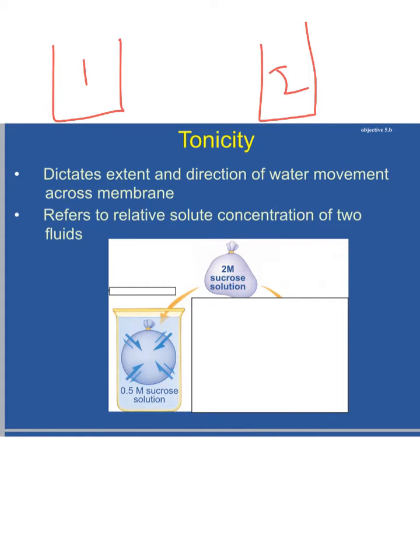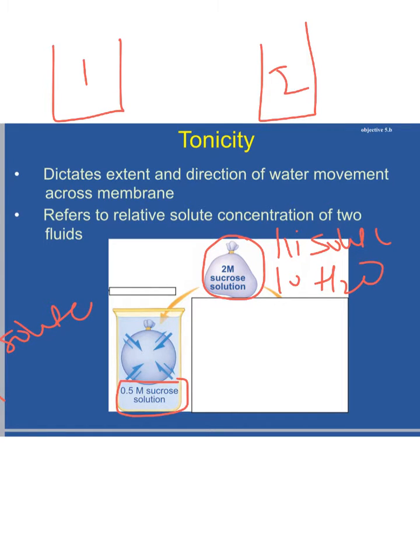So you're always talking about this in relative terms. You would never talk about water movement when you're just talking about one solution. So here we have 2 solutions. We have a bag with 2 molar sucrose and a beaker that has 0.5 molar sucrose. So 2 is higher than 0.5. So we would say that the bag has high solute, and therefore it would have low water, or lower water, compared to the beaker. The beaker would have low solute and therefore high water.